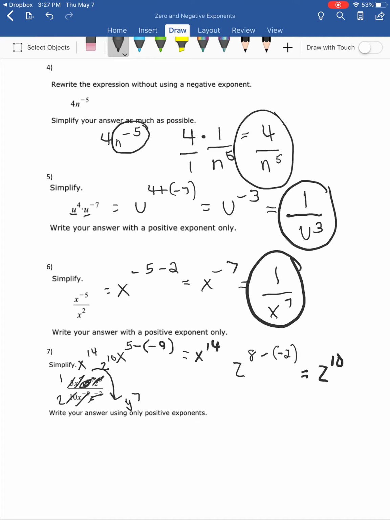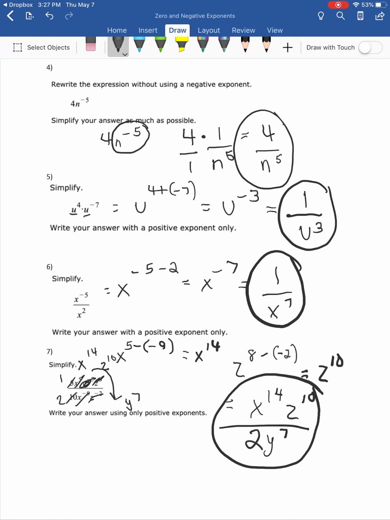Okay, so your answer is we have a 1 and an x to the 14th and a z to the 10th. So I'm going to write the numerator as just x to the 14th, z to the 10th. And our denominator is a y to the 7th, and we also have a 2 in front of it. Okay? That's your answer.